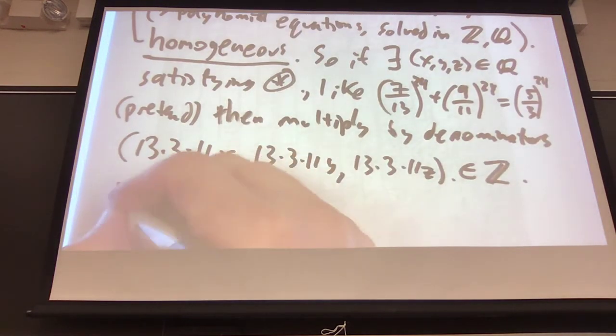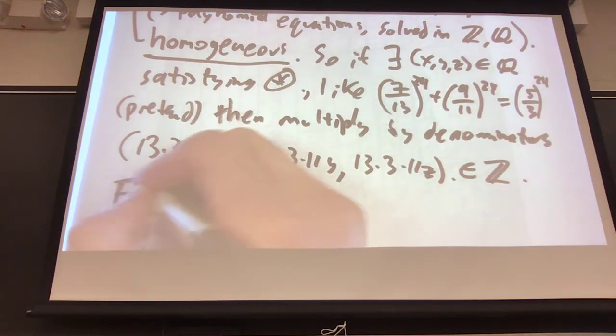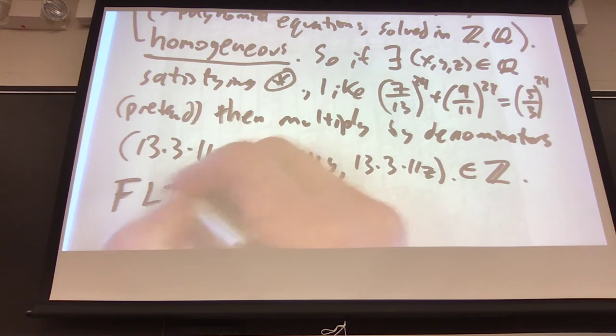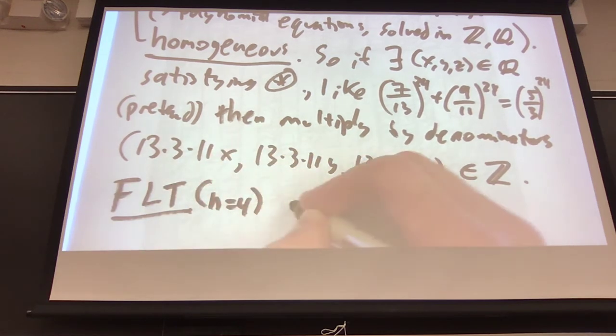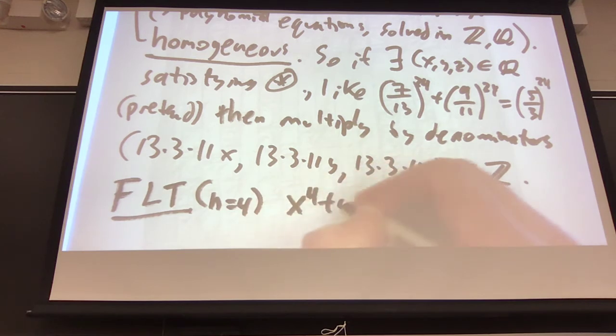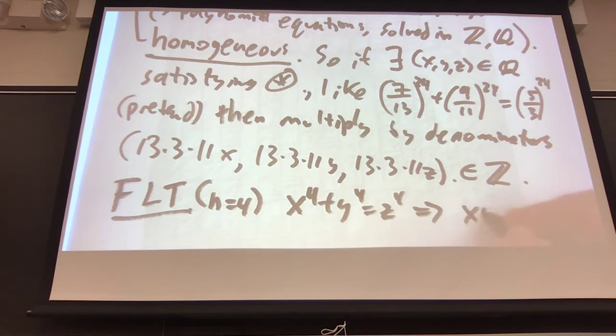So Fermat's last theorem. It was the last of his claims to remain unsolved. Everything else was either demonstrated to be true, or he got a bunch of things wrong. Fermat's last theorem for n equals 4: if x to the 4 plus y to the 4 equals z to the 4, then x, y, z is equal to 0. There are no non-trivial solutions.